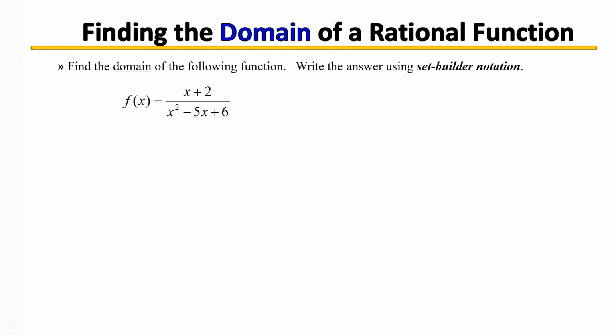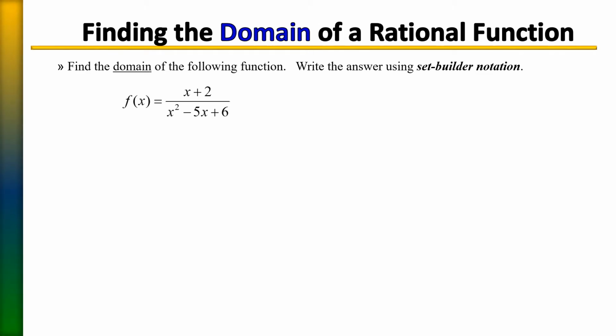In this next example, we're asked to find the domain of the following function and then write our answer in set builder notation form. So here we have a function where we have a trinomial at the bottom. So the first thing we need to do is to set that trinomial equal to 0 so that we can solve for x. So that is going to involve factoring the denominator.